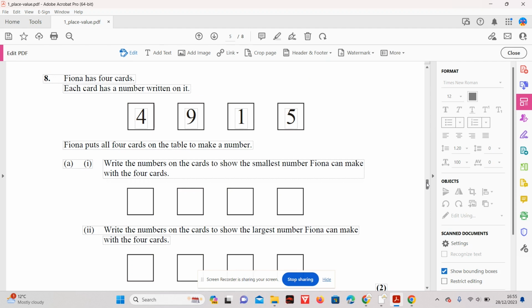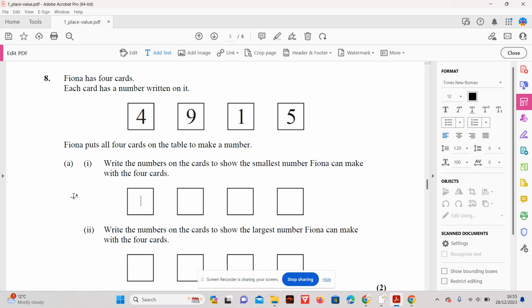So, for the smallest number, we always look at what the smallest number could be. Oh god, I need to sort this out. That is not good. I need to add text. We're going to have some text here. Okay, so we're adding some text here.